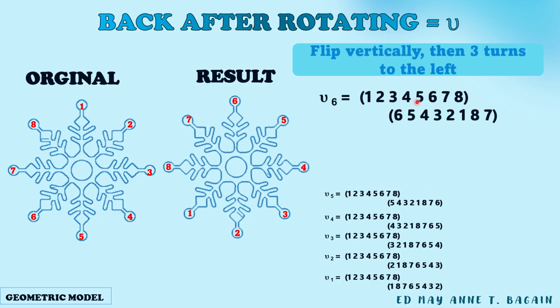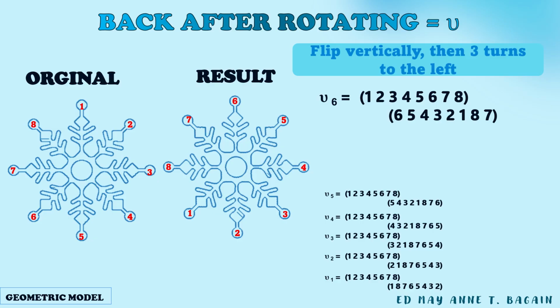For epsilon sub 6, we have flip vertically, then 3 turns to the left. Okay, so we're looking at here as the 1. So we are turning 1, 2, 3. Okay, so 1 would be here. So the 6 would be the new 1. 1 is 6, 2 is 5, then 4, 3, 2, 1, 8, and 7 would be the last number.